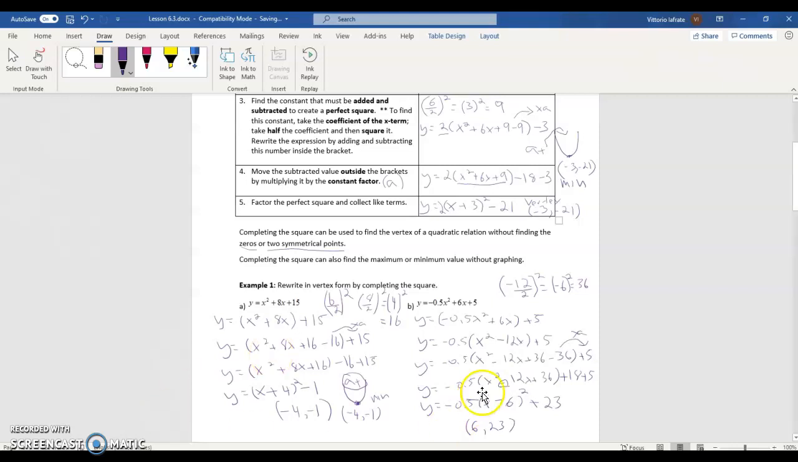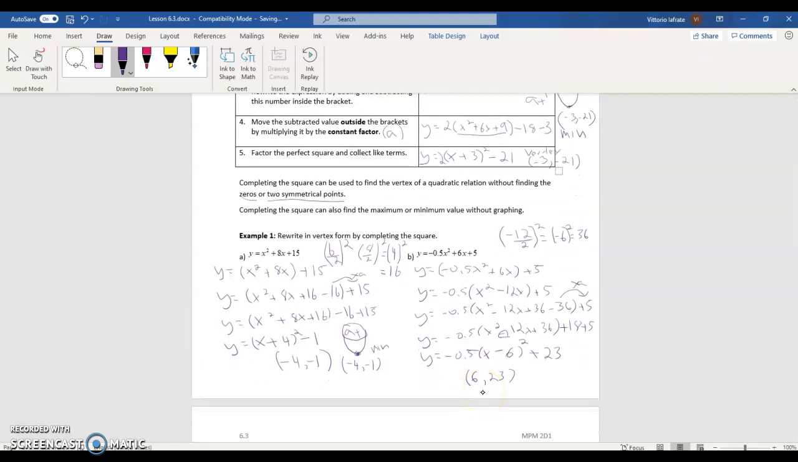Is it a minimum or is it a maximum value? Well, the a is negative, so that means it opens from the bottom. So a is negative, so it opens from the bottom, which means the vertex is over here. So this 6, 23 is actually the maximum value of our parabola because everything goes down after that. So 23 is a maximum value instead of a minimum value.